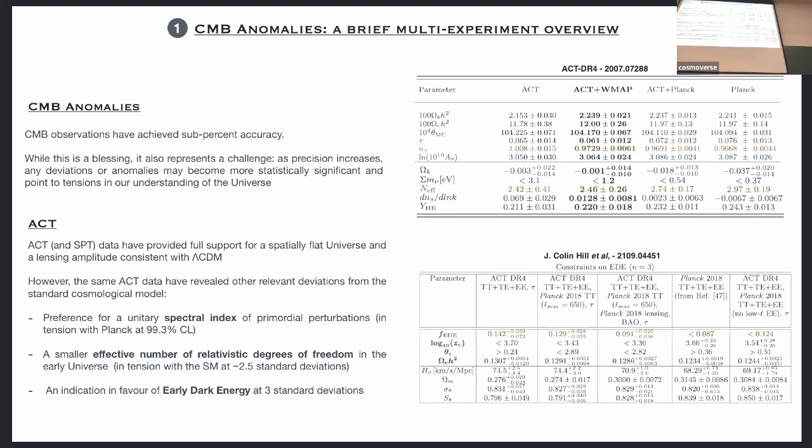We have got an indication for an effective number of relativistic degrees of freedom, which is smaller than expected in the standard model of particle physics at about 2.5 standard deviations. And finally, we have got an indication in favor of early dark energy at about 3 standard deviations. Now, if we look at the Planck data, we find no clear evidence for early dark energy. We are in perfect agreement with the standard model of particle physics for the effective number of relativistic species, and we measure the spectral index to be different from one at 8 standard deviations.